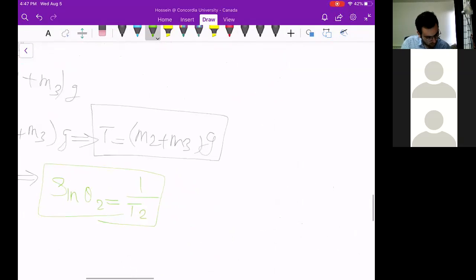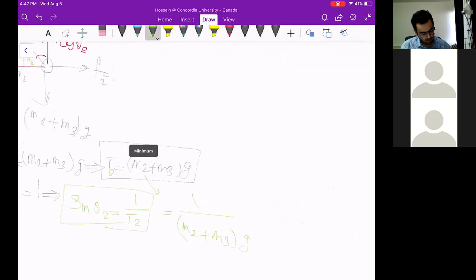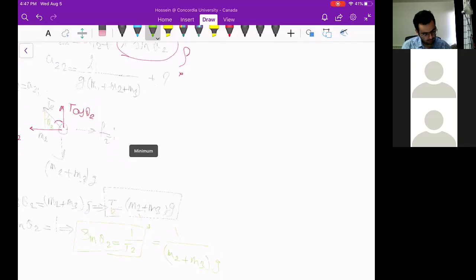So 1 over T2, just plug in T2 here. That's it. We already isolated sine theta 2, just plugging back above.